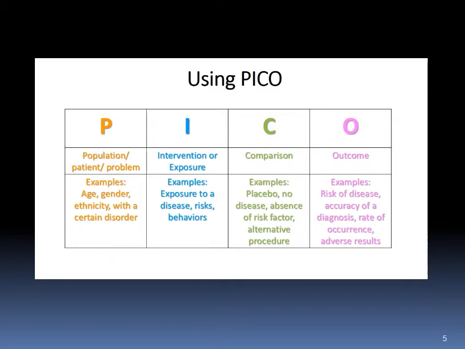PICO is an acronym that describes the components of a well-formed clinical question. P represents patient, population, or problem. Examples are age, gender, ethnicity, or certain disorder. I represents an intervention, exposure, or treatment. Examples are disease, risk factors, behaviors. C is our comparison intervention, or treatment if any. Examples are placebo, no disease, absence of risk factor, or alternative procedures. And O represents outcome.